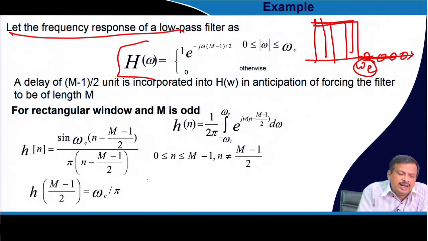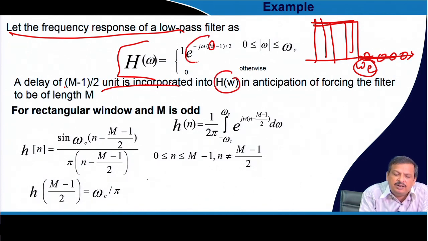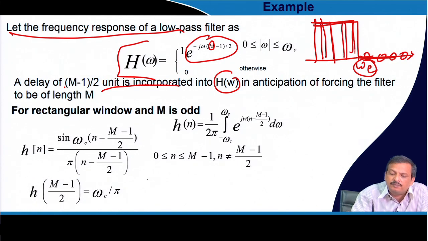Okay. Now a delay of (m minus 1) by 2. So m is the order of the filter, and (m minus 1) by 2 unit delay is incorporated into H(omega). Why is this term incorporated? Because what is required is that H will be all 1 from 0 to omega c.